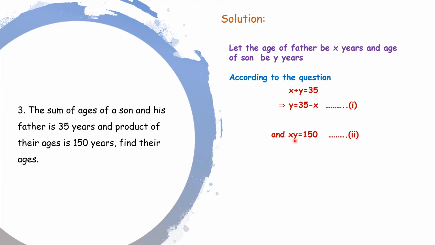Now replace any one variable here, because we have already replaced it. Just substitute this y value in the second equation. Substituting the first equation in the second equation will give you x into, in the place of y, you just substitute 35 minus x is equal to 150. Very simple. That's it. And if you multiply this x inside, you will get the quadratic equation.